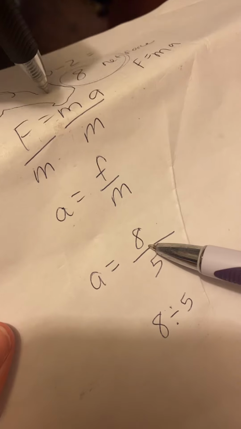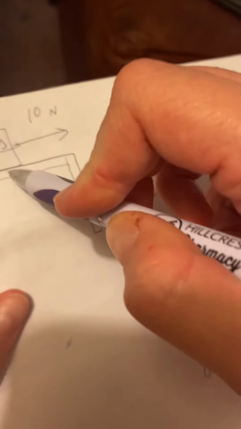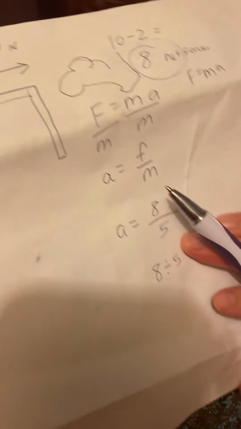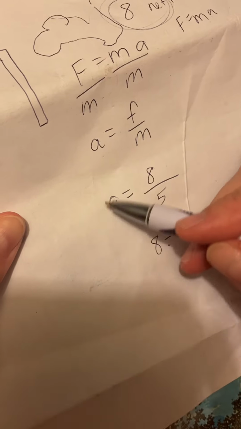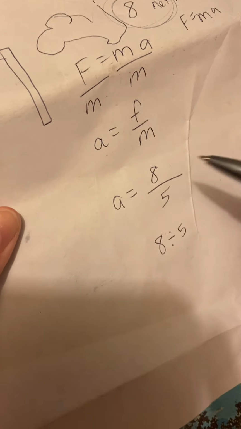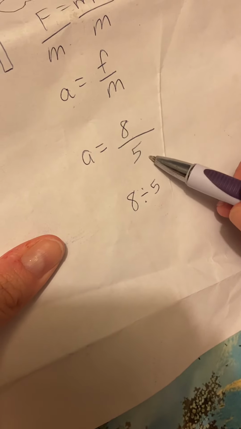We know that the force is 8. We know that the mass of the block is, again, 5 kilograms. So we're going to put that here. And what we're trying to find is the acceleration. That's what the goal is. So what we need to do now is divide. We have 8/5, or 8 divided by 5.